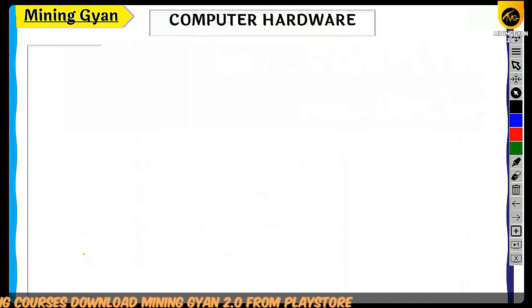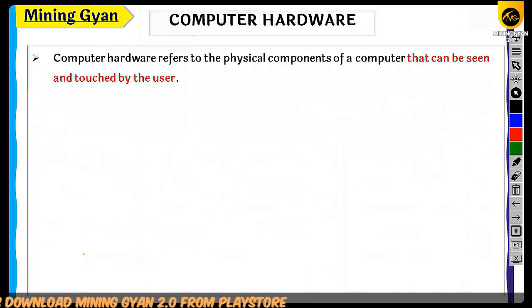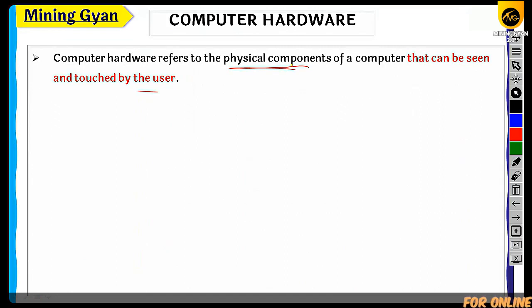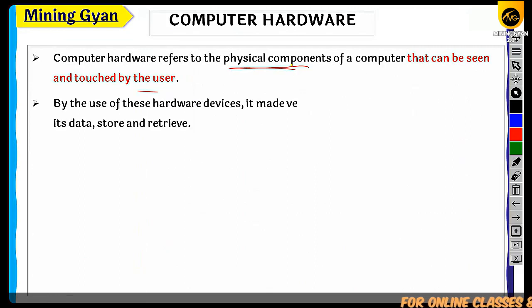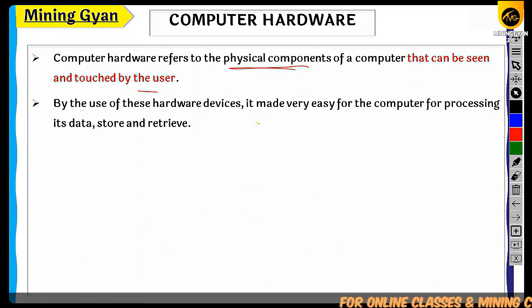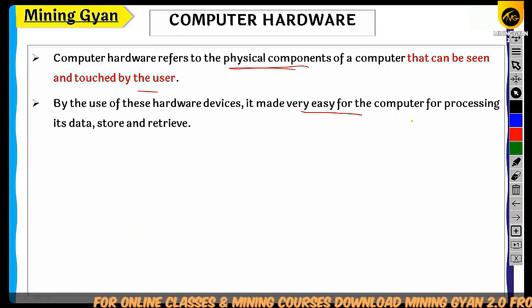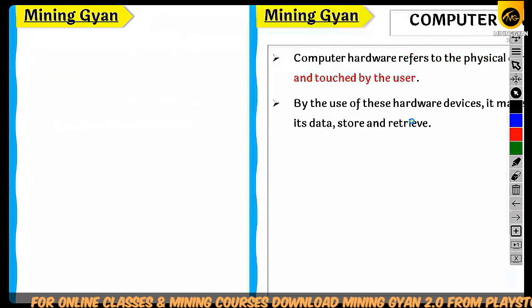So the first one is the hardware component. Basically, all the components that can be seen and touched by the user are called the hardware section. Computer hardware refers to the physical components of a computer that can be seen and touched by a user. By the use of these hardware devices, it is very easy for the computer to process, store, and retrieve data.